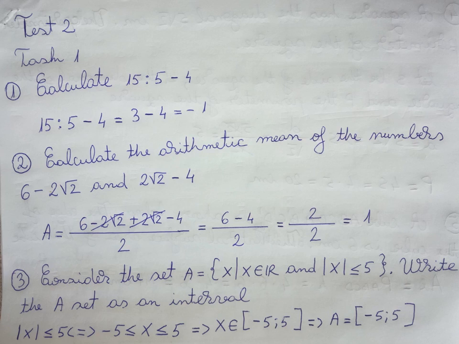Consider the set A of the set of number x with the property that x belongs to the real numbers and module of x is less or equal than 5. Write the A set as an interval. Module of x is less or equal than 5, which is equivalent to minus 5 is less or equal than x, which is less or equal than 5. So x belongs to the interval from minus 5 to 5, closed at both ends. So A is the interval from minus 5 to 5, closed at both ends.